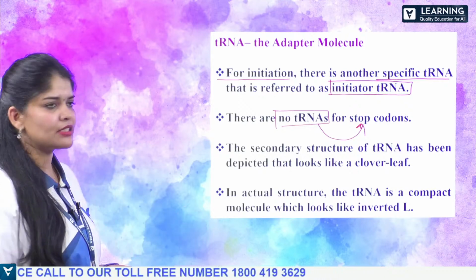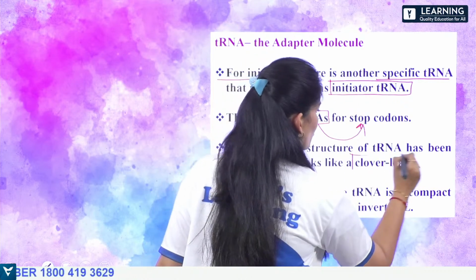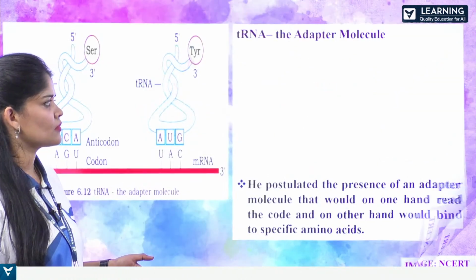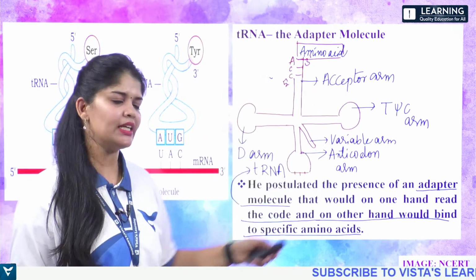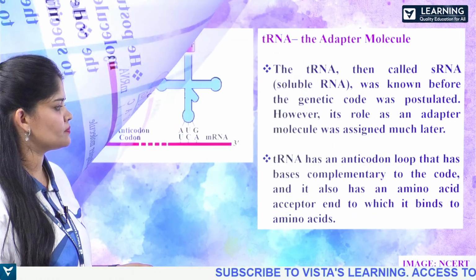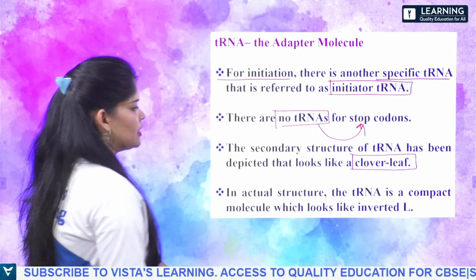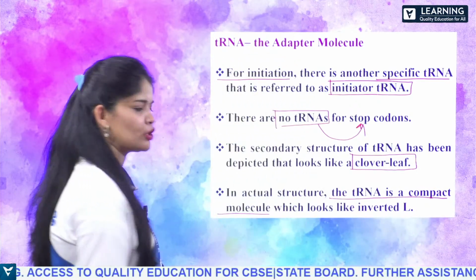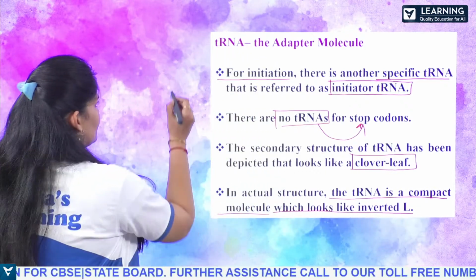Now, the secondary structure of the tRNA looks like a clover leaf. This is the clover leaf model, the secondary structure of the tRNA. In actual structure, the tRNA is a compact molecule which will look like an inverted alphabet L.